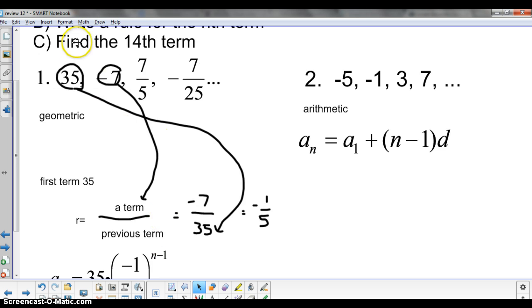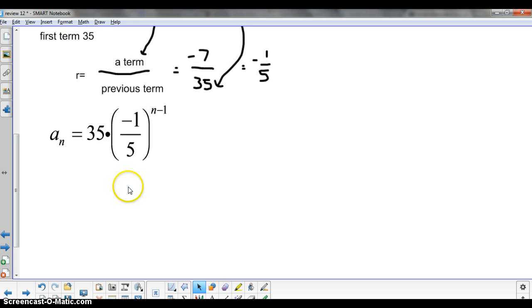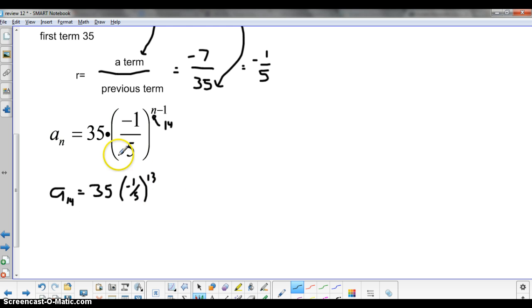And then the final question is to find the 14th term, which just simply means plug in 14. And I'm asking you to find a sub 14, which means you're going to plug in 14 right here. So there's a 35 out front, still a -1/5 to the 13th. This is what I'm going to be looking for. This one's a little hard to multiply out because I think this number gets pretty small, but you can use your calculator to identify that.